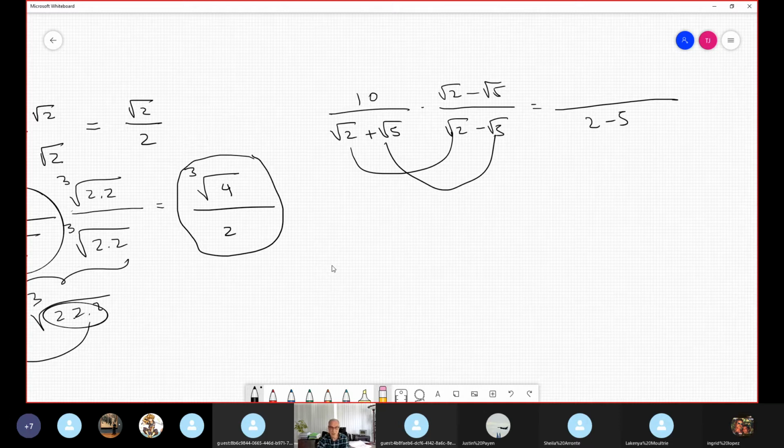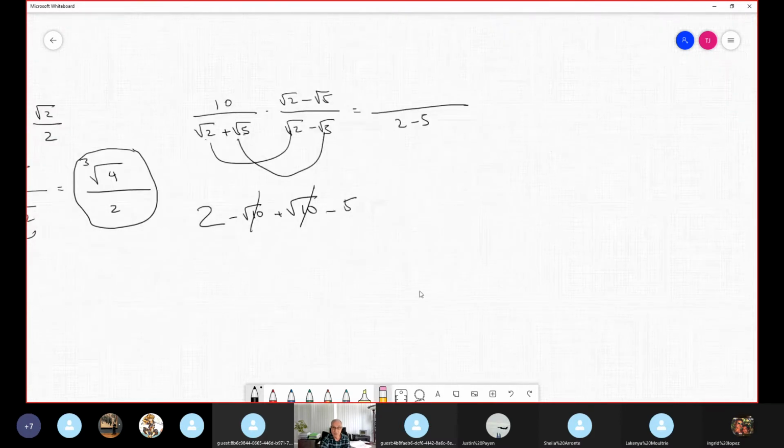Let me show you. Radical 2 times radical 2 is 2. Radical 2 times negative radical 5 is minus radical 10. And radical 5 times radical 2 is positive radical 10. And this is minus 5. This always, I guarantee you, gets cancelled when it's a conjugate, of course. And 2 minus 5 is negative 3. The answer is negative 3.